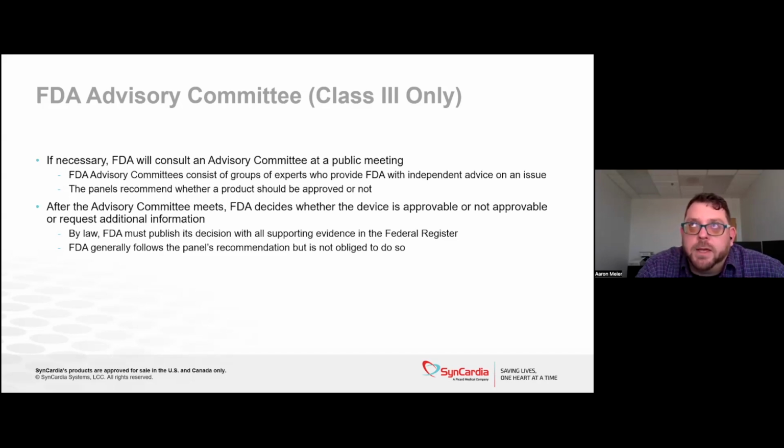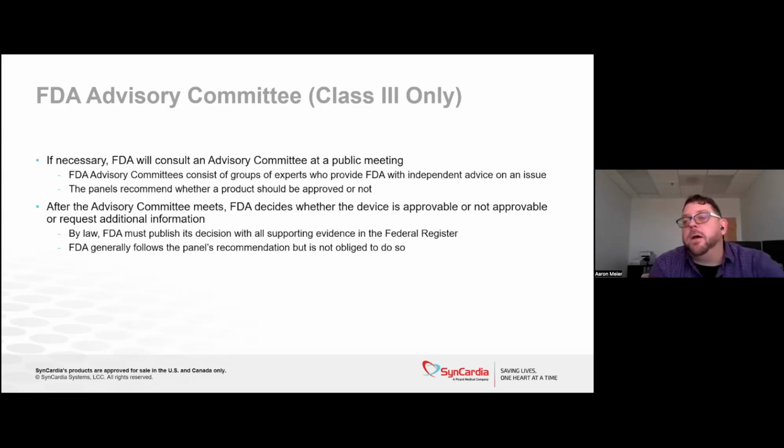This is an extra layer of assurance, right? Getting experts in the room and letting them decide. The FDA is not required to abide by the advisory panel's decision, but they typically do. And again, right, this would be for the highest risk class 3 devices typically.